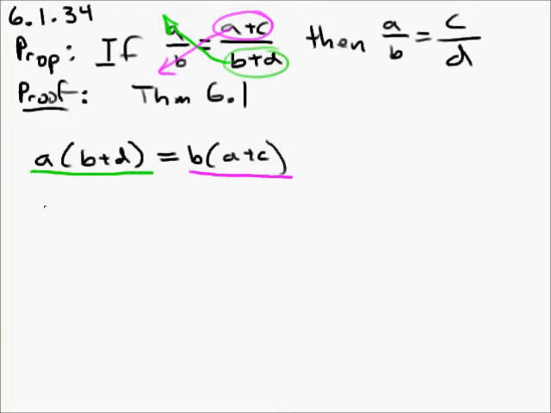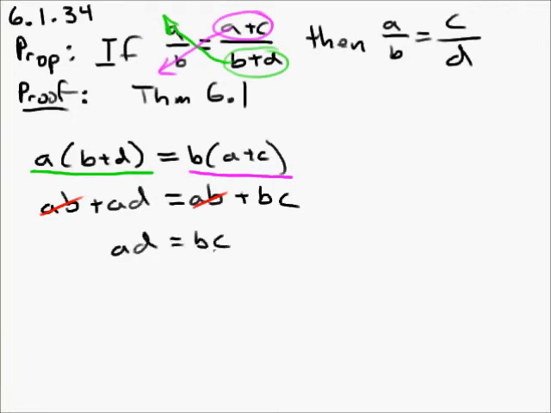Okay, so let's distribute. We'll end up with AB plus AD is equal to AB plus BC. Hey, AB, AB. These guys are going to cancel out. What are we going to be left with? We're going to be left with AD is equal to BC after we subtract AB from both sides. And this is, again, Theorem 6.1.